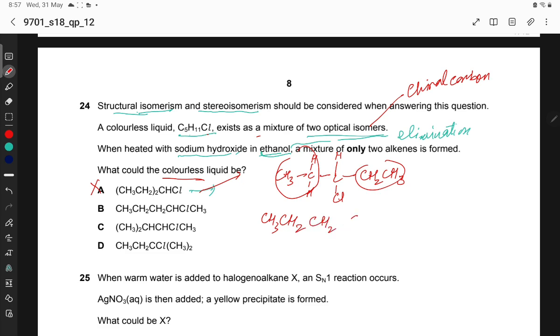CH3, CH2, CH, Cl and CH3. This is a chiral carbon, a mixture of two chiral carbons. So this compound only gives CH3, CH2, CH double bond, CH3.